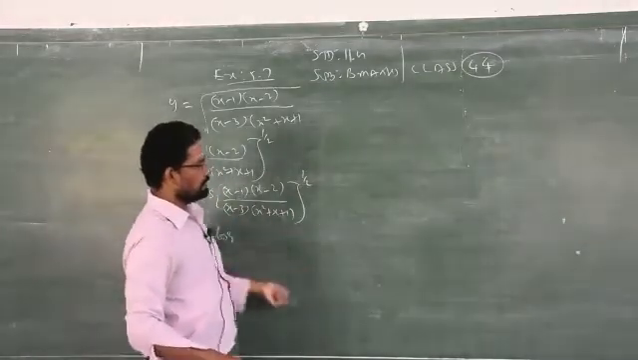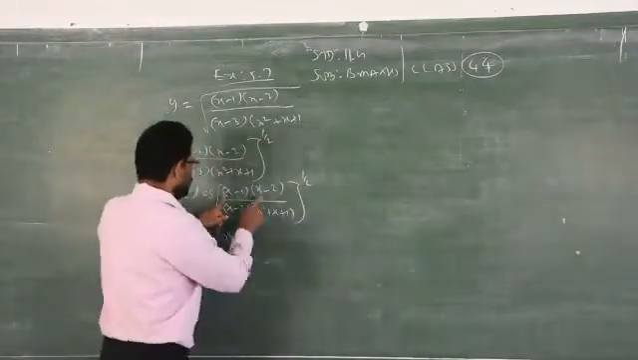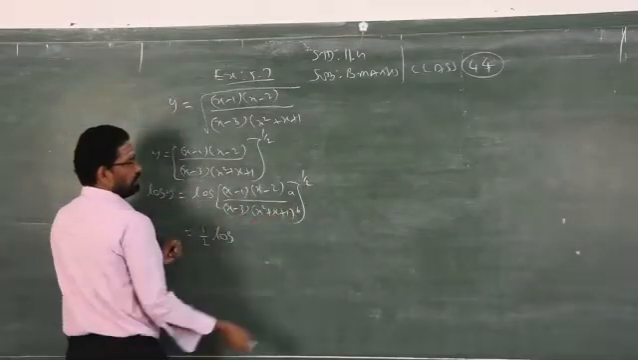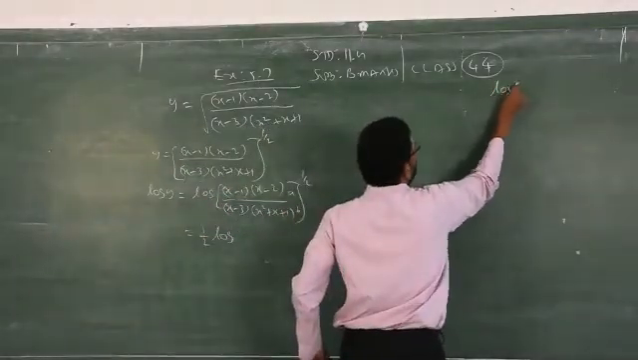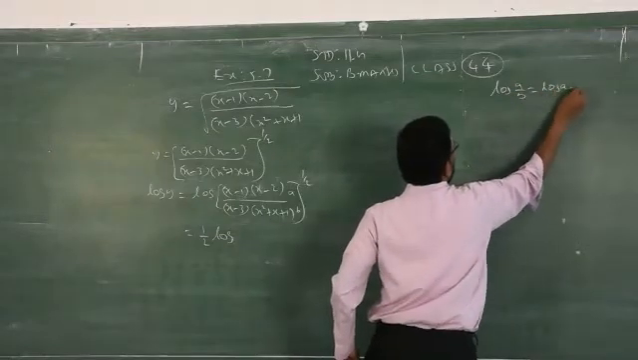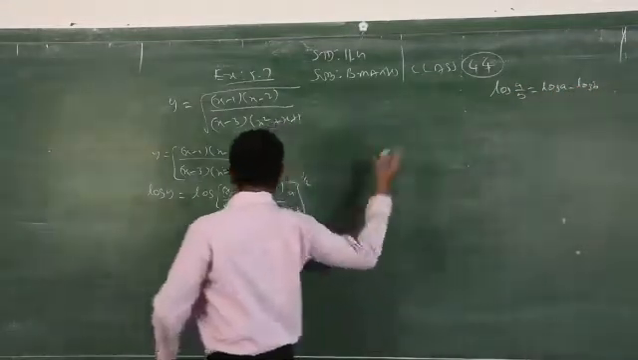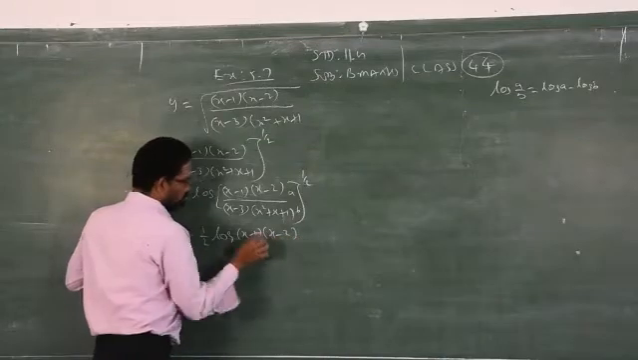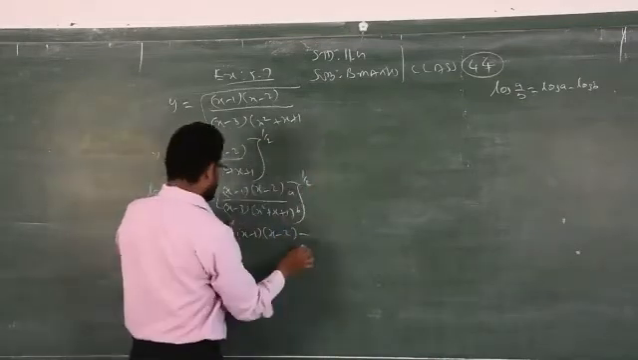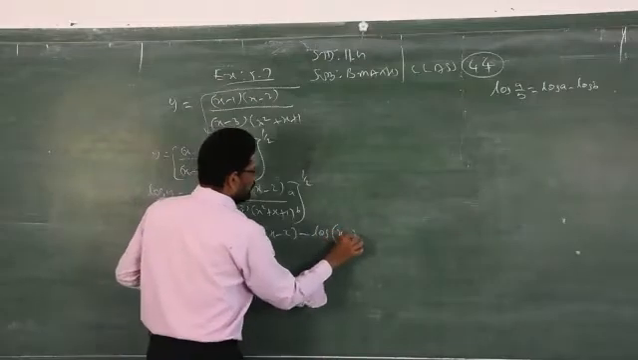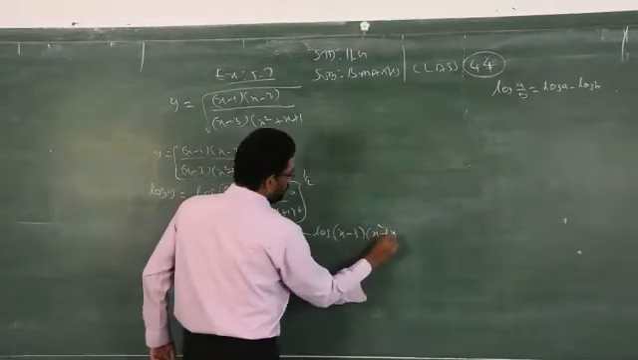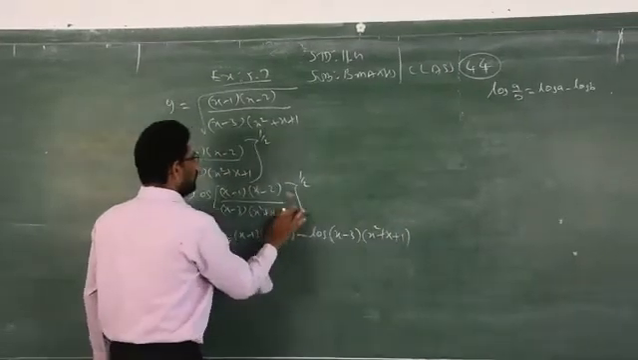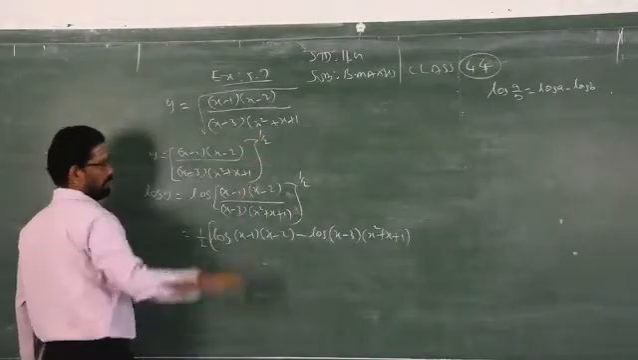Then this is in the form of what? Just now I wrote the log a by b format. Log a, this is b. You consider this is a and this is b. What is the formula to find log a by b? Log a by b is equal to log a minus log b. Clear? So I am applying that formula. Log a, that is (x minus 1)(x minus 2), minus log b, log of (x minus 3)(x square plus x plus 1). Clear? So log a by b formula, that is log a minus log b.